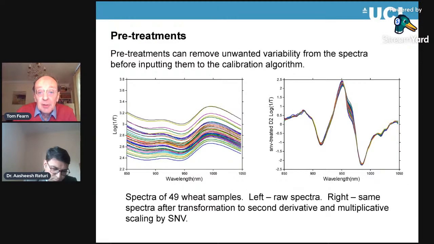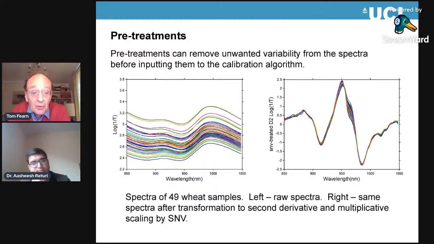So what comes next? A bit about the calibration procedure. It's very common to do something called a pre-treatment on your spectra. And that's because often some of the variability that's in there, and often most of the variability that's in there, is irrelevant to what you're trying to measure.